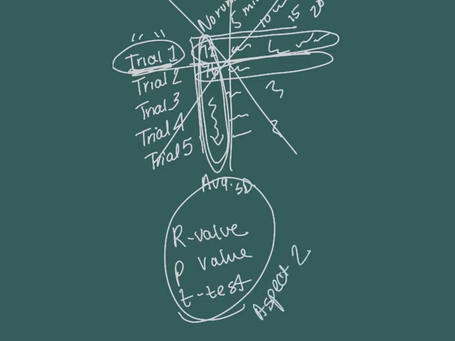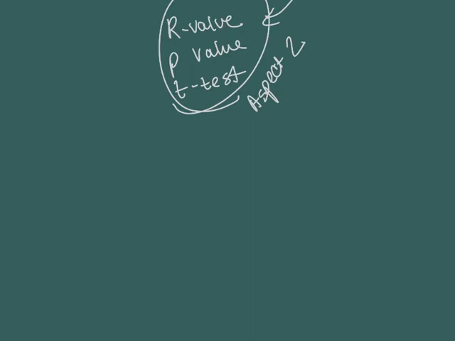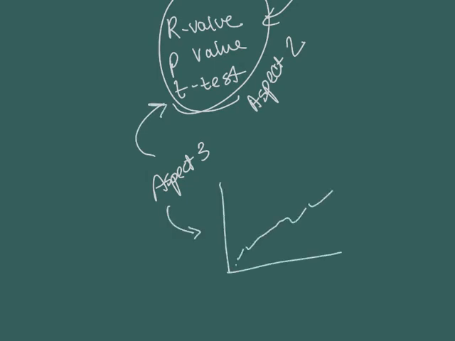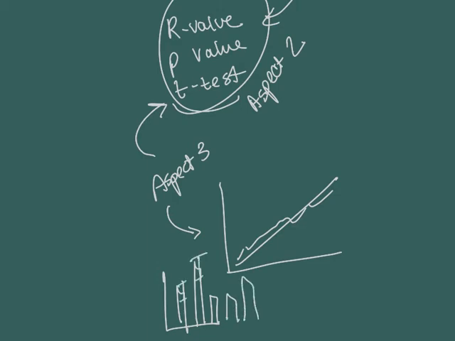Okay, so here's your raw data. Here's your manipulated data. And the last thing that you always have to have is aspect 3, which is taking what you've done from aspect 2 and putting it into some kind of visual representation. A graph, a line graph like this, a bar graph, and always show that error bar.